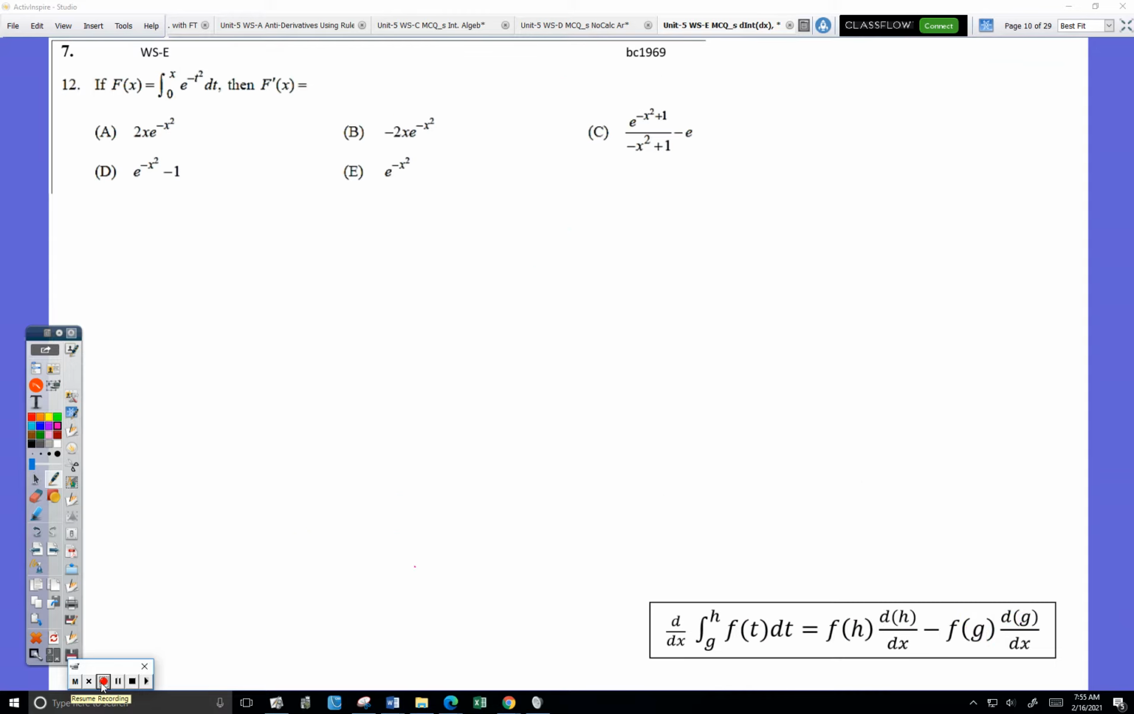So exact same idea. We give a formula for f. Turns out the formula for f contains an integral. They say find f prime, which means they want the derivative of f. So all you have to do is write it down. F prime of x.